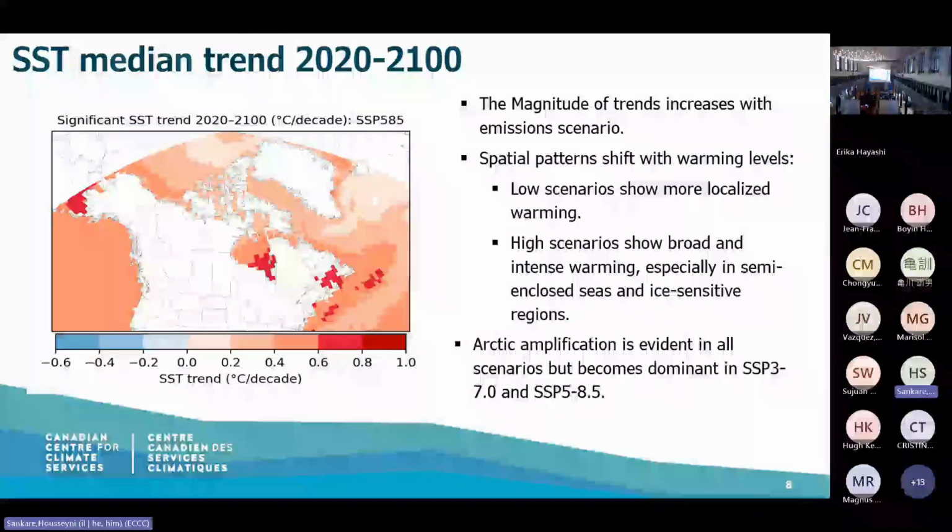Again, we also remark that the Arctic amplification is evident in all scenarios, but becomes dominant in the two higher emission scenarios, that is SSP6.0 and SSP8.5.